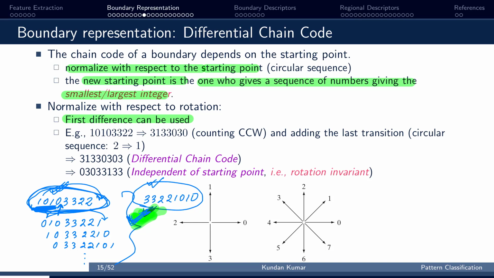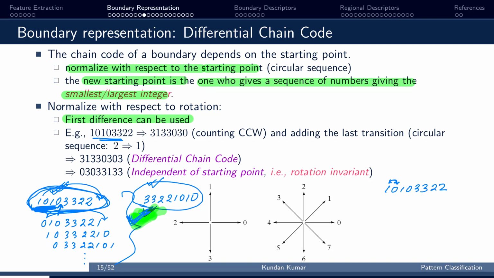Okay, so how can we write our differential chain code? Suppose this is our chain code: 1 0 1 0 3 3 2 2. We have to write the first difference. So what is the difference between these two integers? We are going from 1 to 0.